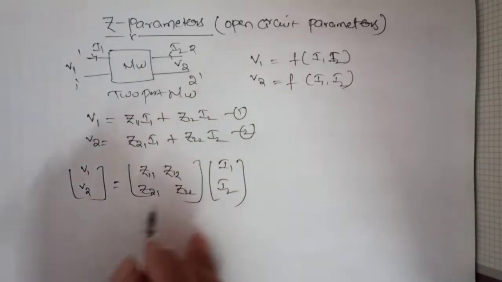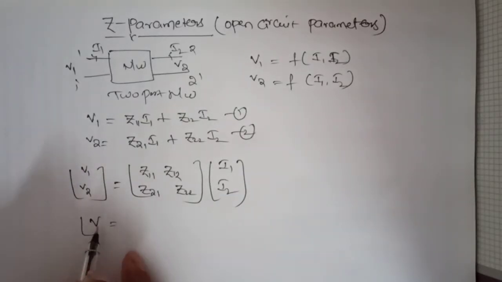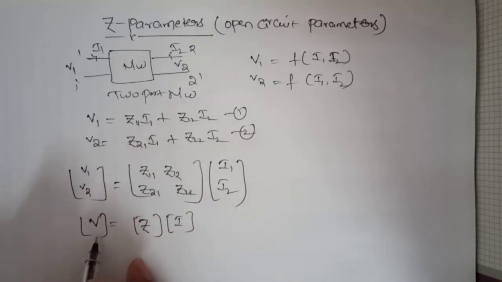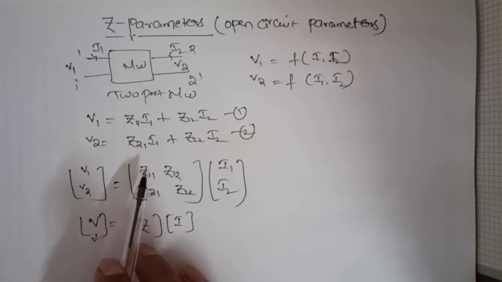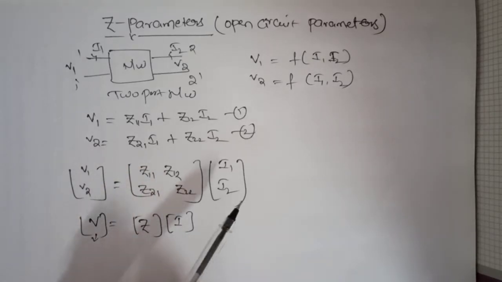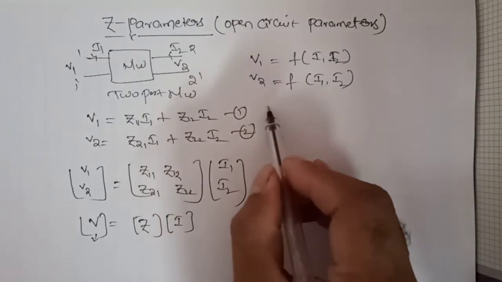We can represent this whole mathematical equation as V is equal to Z into I, where V is the vector representing voltages, Z represents the 2 by 2 matrix of Z11, Z12, Z21, Z22, and I1, I2 represent the current matrix. Now we have to obtain the individual Z parameters by assigning the values of the independent variables as 0. So here we have two different cases.